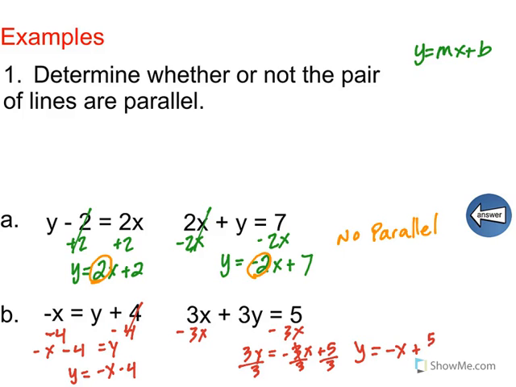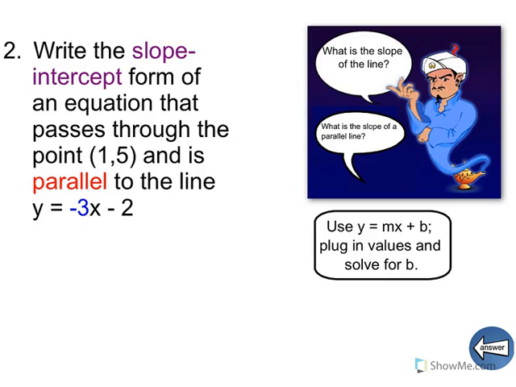plus 5 over 3. And these lines are parallel because they both have a slope of negative 1 and a different y-intercept. One has a y-intercept of negative 4, one has a y-intercept of 5 over 3. So these two would be parallel because they have the same slope, but they have a different y-intercept.